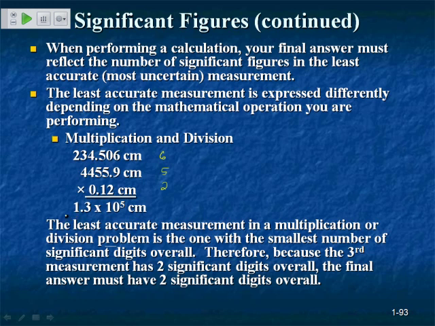How can you do it? With the help of scientific notation. Okay? So your answer should be expressed as 1.3, which is only 2 significant digits, times 10 to the power 5.